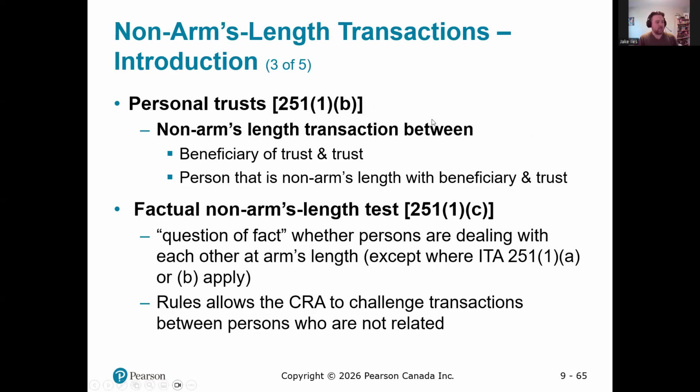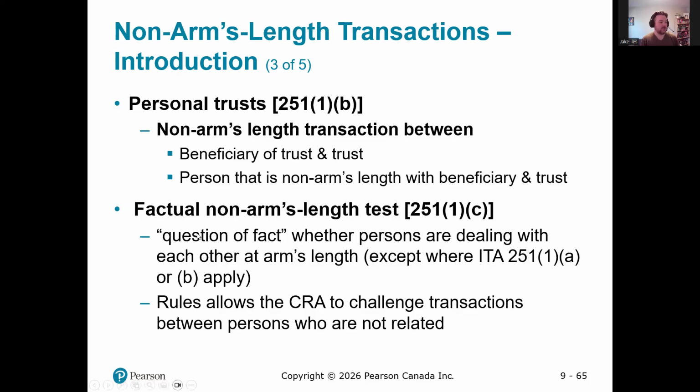Dealing with a family member, and also any personal trust where the family member is the beneficiary, is also non-arm's length. A factual non-arm's length test is a question of fact whether persons are dealing with each other at arm's length. The rules allow the CRA to challenge transactions between persons who are not related. So the questions of fact are: do you have a pre-existing and especially close relationship? How much time do you spend with each other? How long have you known each other? How intertwined are your lives?